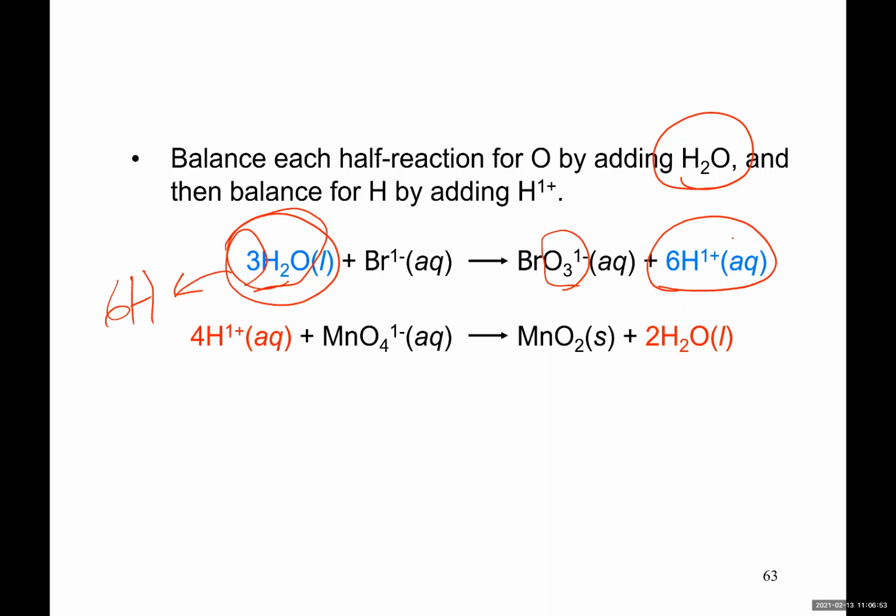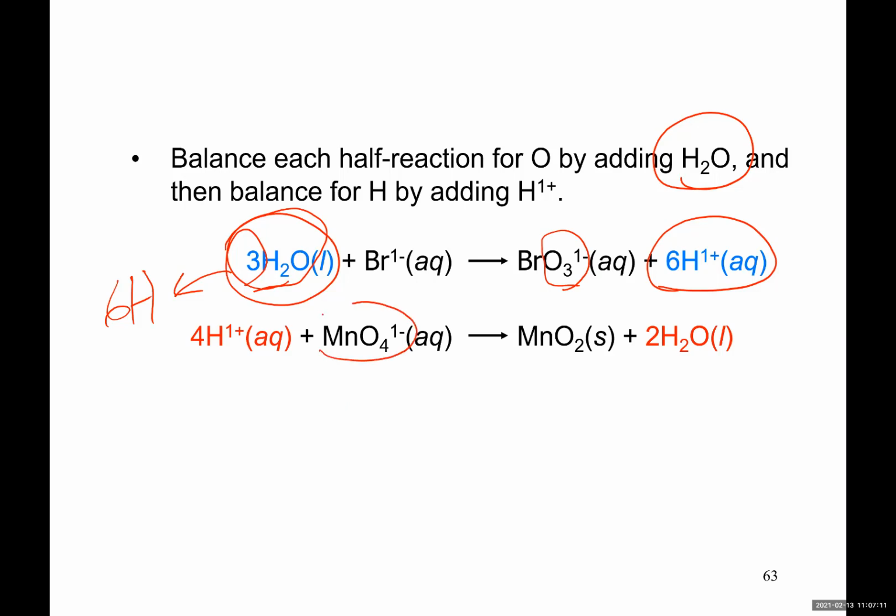hydrogen ions. And I'm assuming the reaction is happening inside acidic media. We always assume the reaction is happening inside acidic media. At the end, we get rid of H plus by adding OH minus to both sides of the equation. I'm going to show you that.